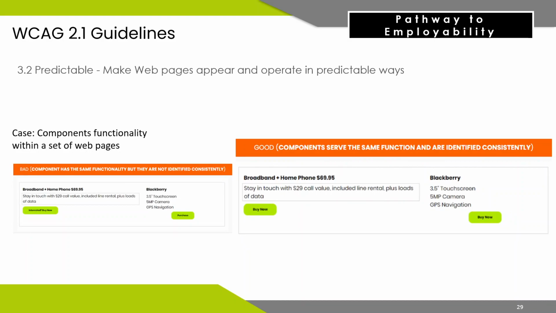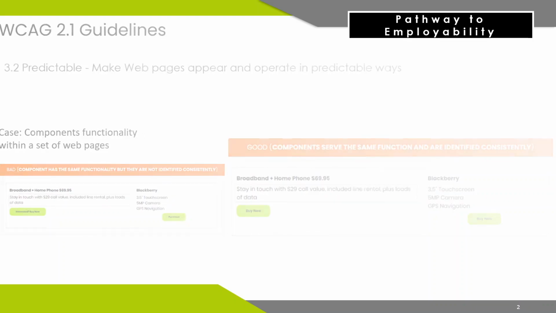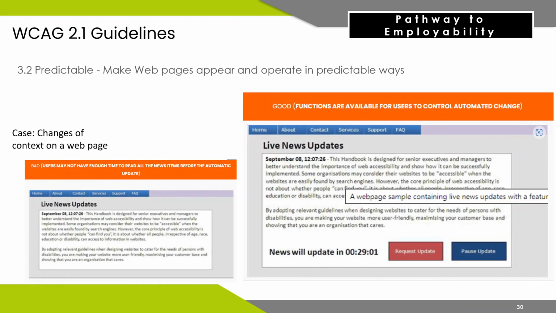Level AA. Ensure navigational mechanisms that are repeated on multiple web pages occur in the same relative order, unless a change is initiated by the user. Ensure components that have the same functionality within a set of web pages are identified consistently. Level AAA. Ensure changes of context are initiated only by user request and can be turned off.